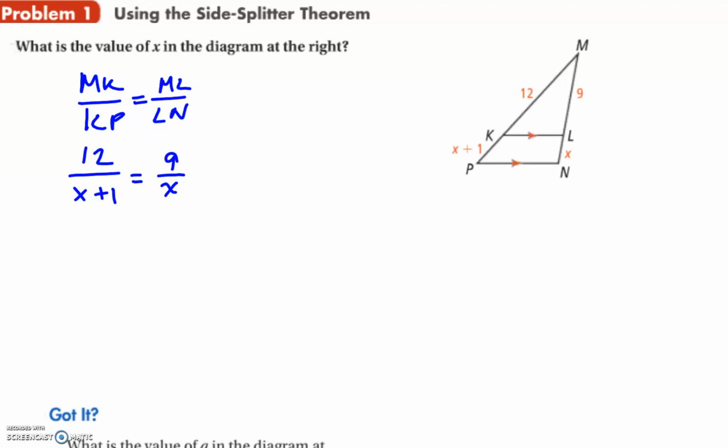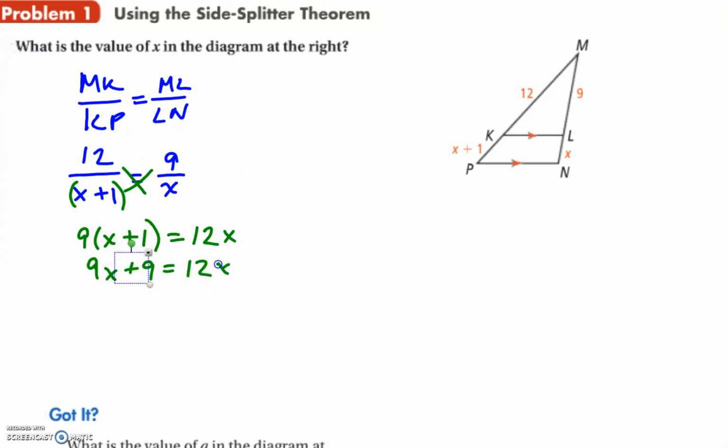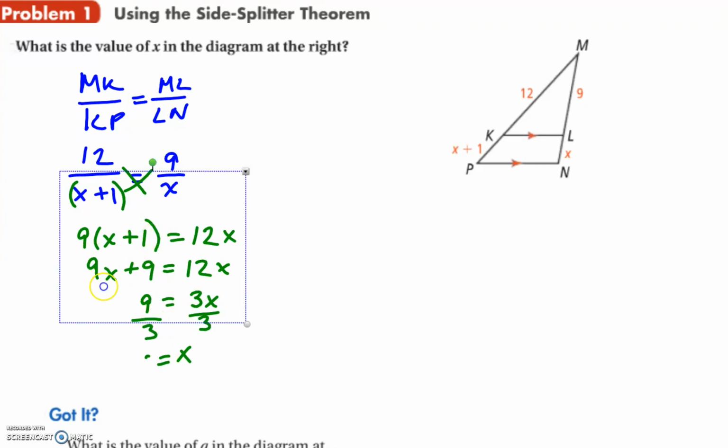And then to solve, I need to cross multiply. Remember, when you multiply 9 times this binomial, you're multiplying times the whole thing, so you're going to end up distributing. And then 12 times x. Keep going through, follow your algebra rules, subtract the 9x, and then finally divide. So x is equal to 3. And for this problem, we're done. Remember to make sure that they're not asking you for the actual length and that it's just the variable itself.